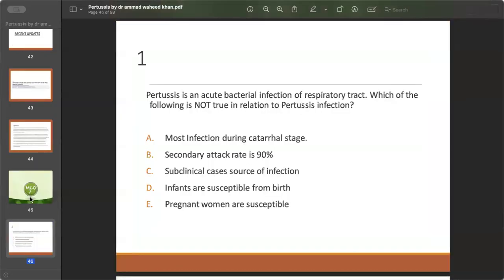MCQ number 1. Pertussis is an acute bacterial infection of the respiratory tract. Which of the following is not true in relation to pertussis infection? Option A, most infectious during catarrhal stage. Option B, secondary attack rate is 90%. Option C, subclinical cases are a source of infection. Option D, infants are susceptible from birth. Option E, pregnant women are susceptible.